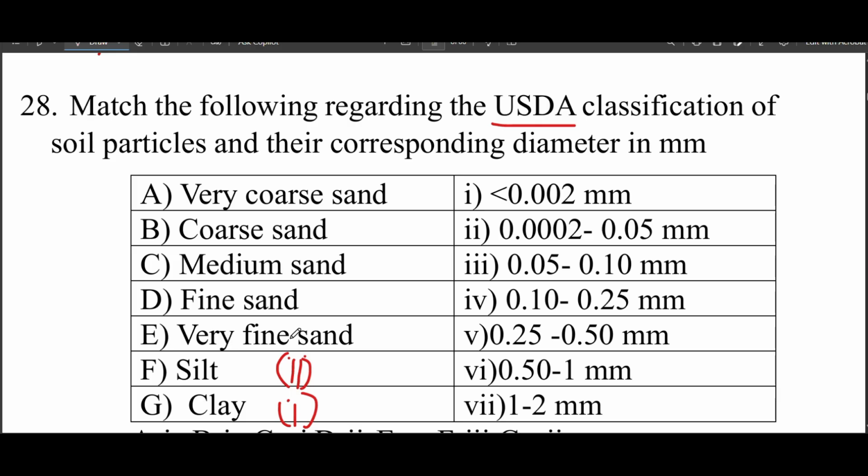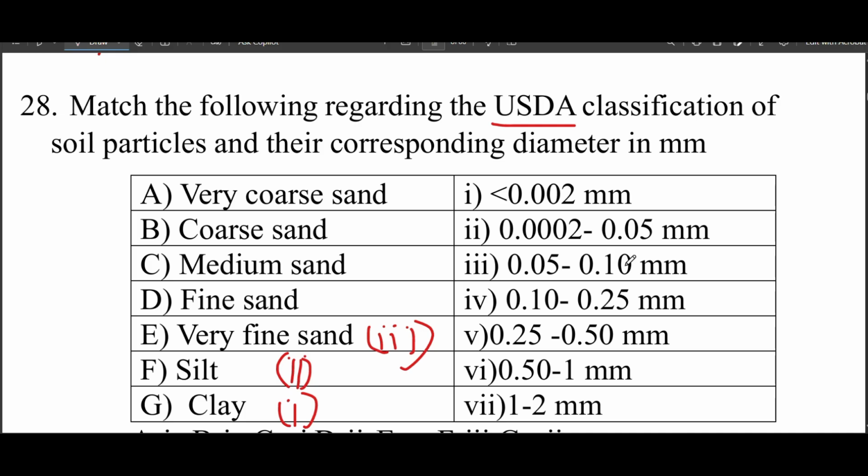Then next to silt it will be very fine sand. It starts from 0.05, so the option is 0.05 to 0.10. Actually, if you know the sequence of their size, you can find it from the options very easily. Clay will be followed by silt, then very fine sand, medium sand, coarse sand, and very coarse sand. You should know the upper and lower limit of these.